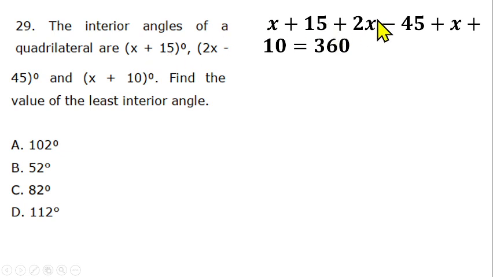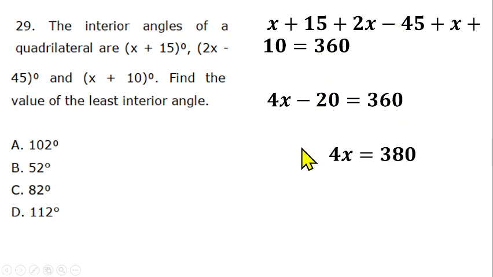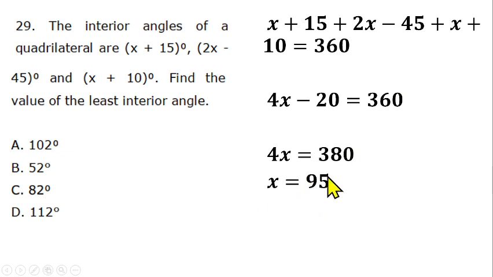So we have S plus 15, plus 2S minus 45, plus S plus 10, to give us 360 degrees. Collect like terms: S plus 2S plus S gives us 4S. 15 minus 45 gives us minus 30, plus 10 gives us minus 20. So 4S minus 20 equals 360. Collect like terms, 4S equals 360 plus 20, that gives us 380. Divide both sides by 4, that gives us 95 to be the value of our S.